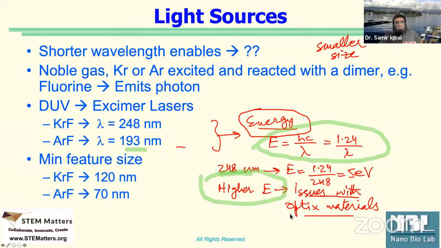Now, a few things about deep UV and below, extreme UV and below. They require very special light sources. Before that, we had a mercury source, or we could change the element in those lamps, and we could get the wavelengths we were talking about, 365, G-line and I-line.